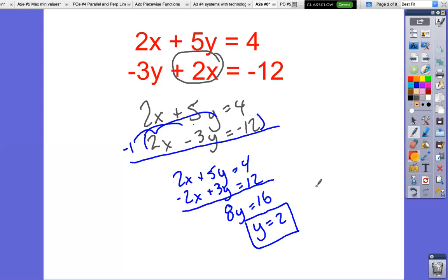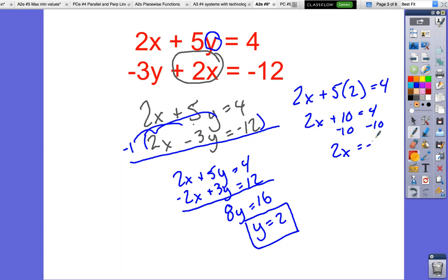So once I have the value for one of them, how do I find the value for the next? Just plug it in anywhere you want to. So I think up here it's all positive. I'm going to plug it in right here. So I have 2x plus 5 times 2 equals 4. 2x, 5 times 2 is 10, equals 4. Subtract 10. Divide by 2, and x is -3. So where do these two lines intersect? At the point -3, 2.